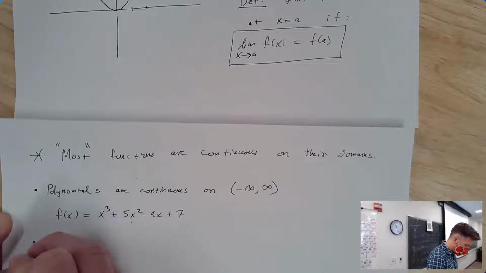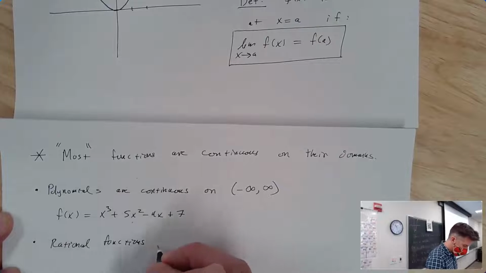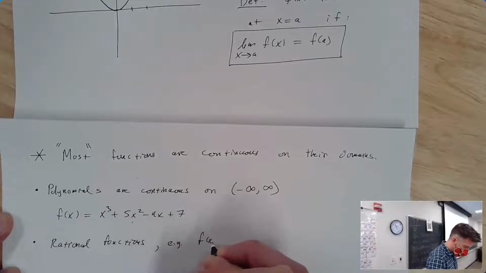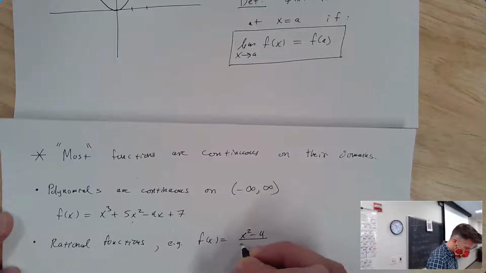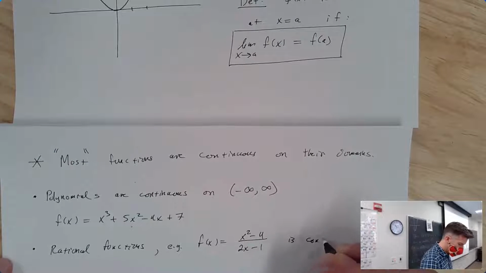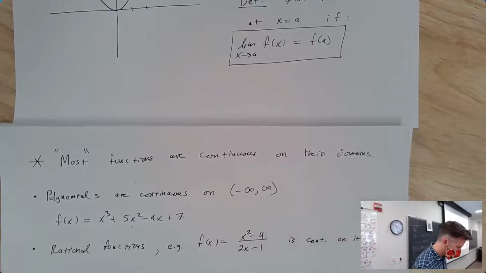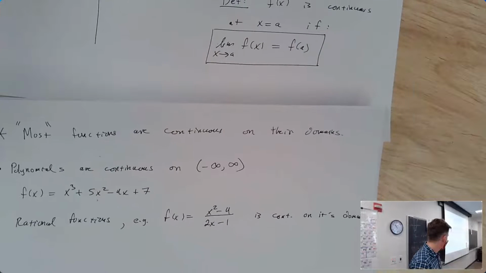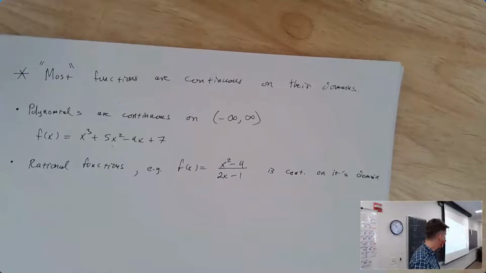Some other functions, rational functions, which is a polynomial divided by a polynomial. For example, f of x equal to x squared minus 4 over 2x minus 1. This is continuous on its domain. I don't think there's an apostrophe there. I don't care. It's not a grammar class. So everywhere except for x equal to 1/2, this function is continuous.